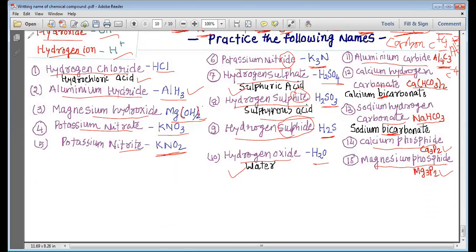Now suppose we want to write the formula for calcium oxide. My dear students, I am writing. Can you see this? बच्चों, मैं जो लिख रहा हूँ वो आपको दिख रहा है? Yes, sir. Very good.